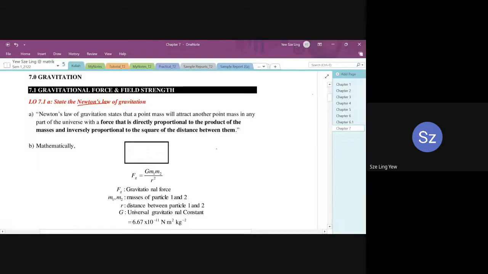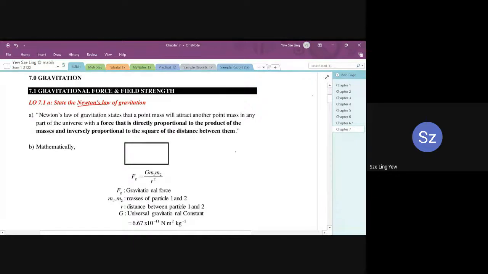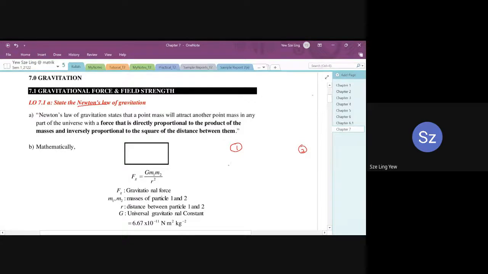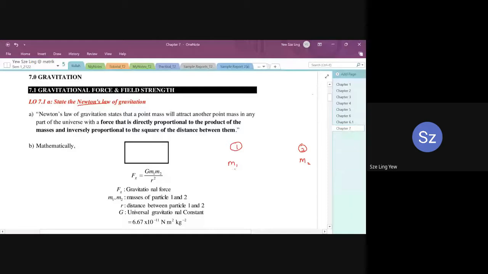It means in this universe, on Earth, whenever you have two objects, let's say this is object number 1, this is object number 2. If you recall what we learned in the previous chapter, every object comes with mass. So they have mass 1, mass 2. This object doesn't have to be a non-living item; it could be you and your friends, you and your books, your laptops. As long as there are two masses, there will be a force between them.